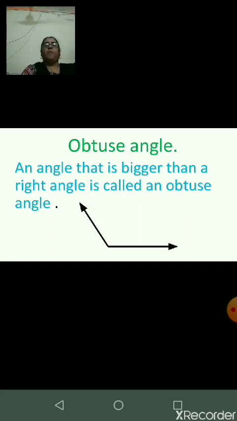Now the third type of angle. What is the name of the third type of angle? Yes, obtuse angle. Now what is the definition of an obtuse angle, children? An angle that is bigger than a right angle is called an obtuse angle. What is it called? Obtuse angle. It means the angle which is more than 90 degrees is called an obtuse angle. Okay, now we will see the examples of an obtuse angle.